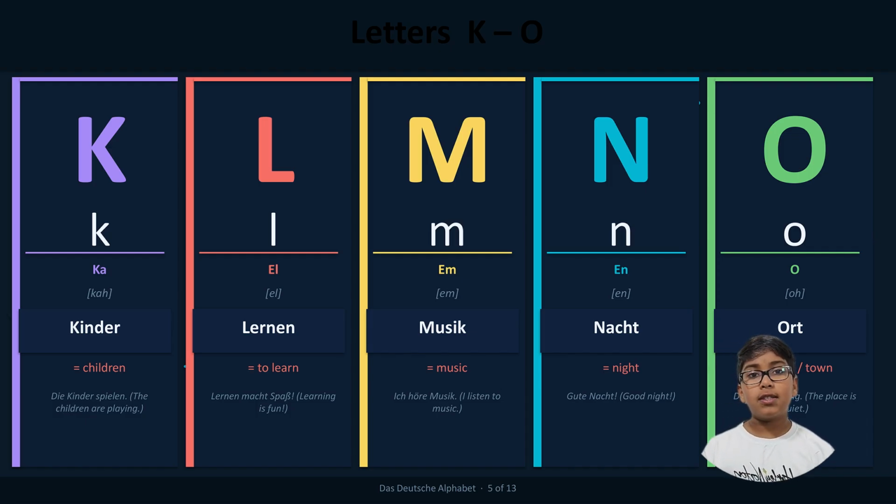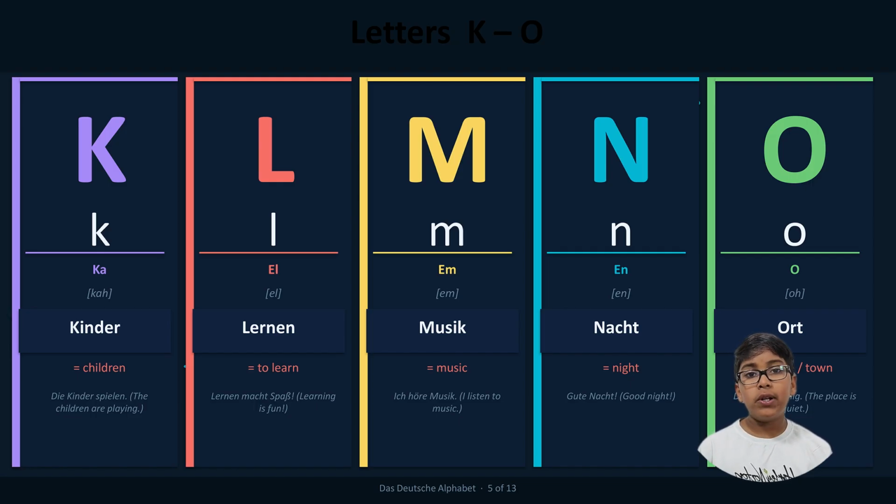N, pronounced as N, exactly like the English letter N. The example word is Nacht. Say it. Nacht. It means night. And here's one of the most useful phrases in German: Gute Nacht. Good night. You can say that to anyone before they go to sleep. Gute Nacht.